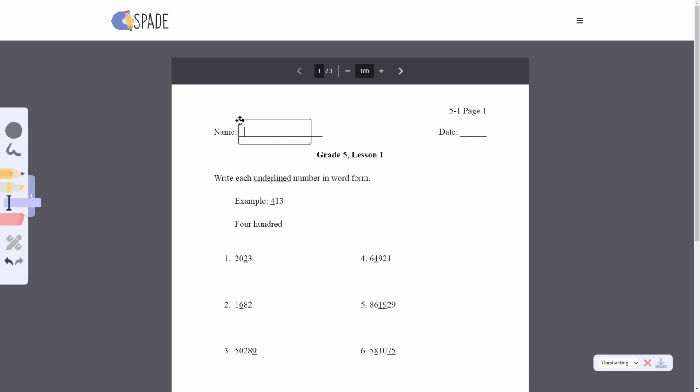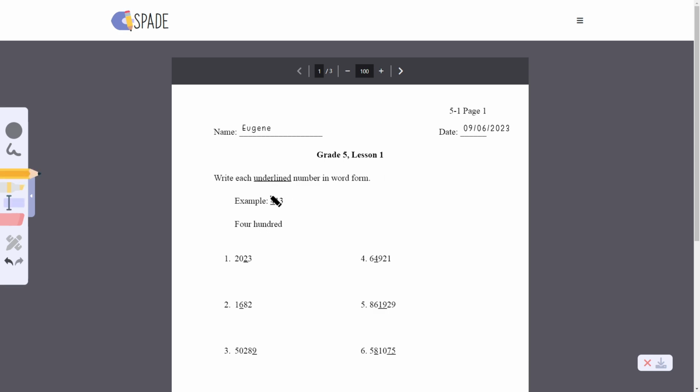Today we're going to be doing grade 5 lesson 1. Put your name at the top of the paper and after that write the date. The day I'm recording this will be the 6th of September in 2023. Question number 1. Underline each number or write each underlined number in word form.